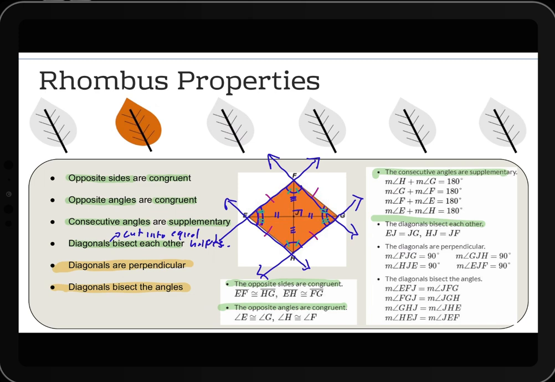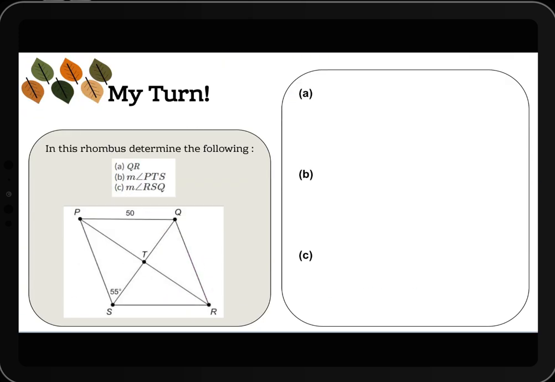So let's go ahead and take a look at an example where we have this rhombus right here, and we want to figure out the length of QR and the measures of the two angles that you see right there. The length of QR is located right here. We automatically know its value because all four sides have to be the same length. So that means it's going to be 50 units, right? And I'm using that specific property that all sides are congruent to each other. That is the reason why it is 50.